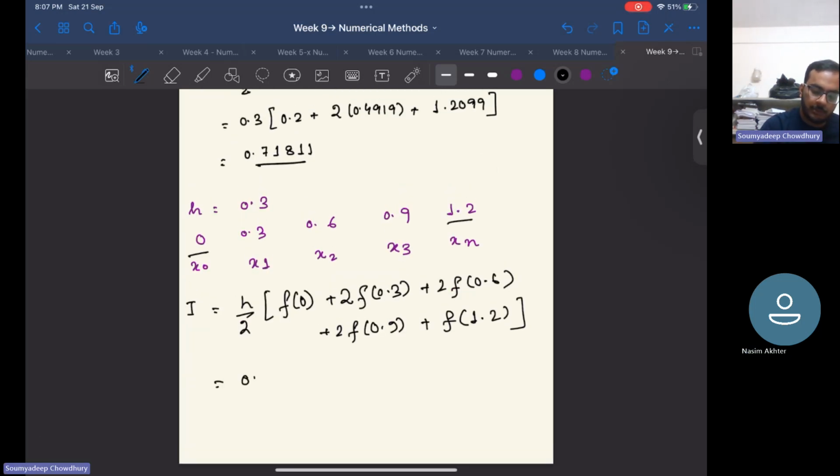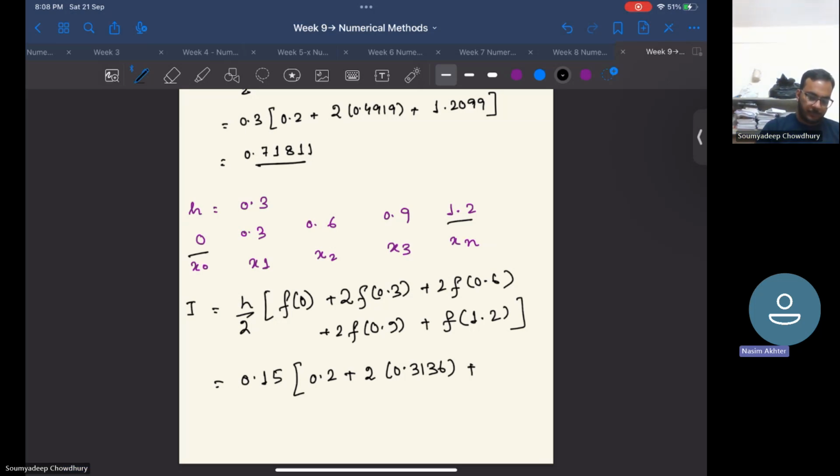So if you find this one, how much will it come? We'll see. f of 0 is 0.2, f of 0.3 is. So what do you think? Will this one be more accurate or less accurate? It will be more accurate. Yes, because we have the reduced step size h.